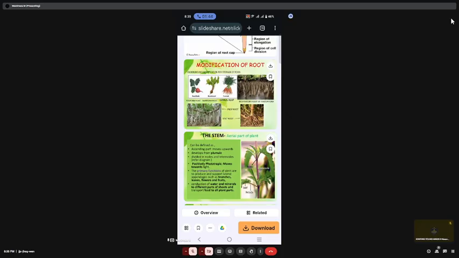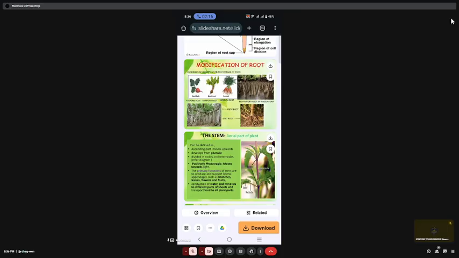Otherwise, any one of them, just to recap the points, what are the modifications of roots. If you explain in Tamil also, for me no problem, but if your concept is reached, I am happy. Yes ma. Roots that perform special function are called modified roots. Yes ma. Fusiform root. Very good, correct.